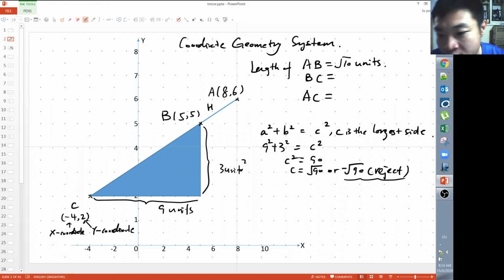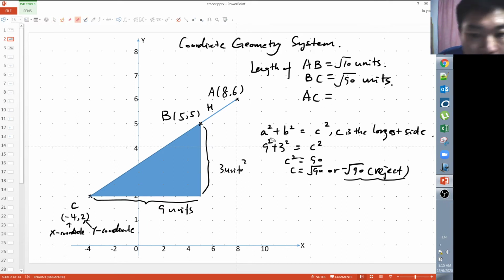If you don't write this down, the teacher or the marker will think you have not even considered the negative value for C. So write this down but reject it. Don't ignore this. So you have found your C, which is square root 90 units. Now your job is to figure out your AC, right?